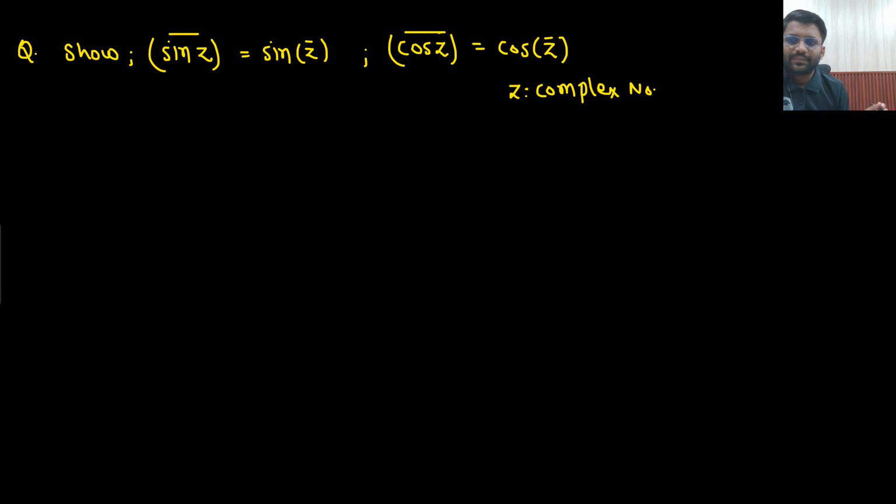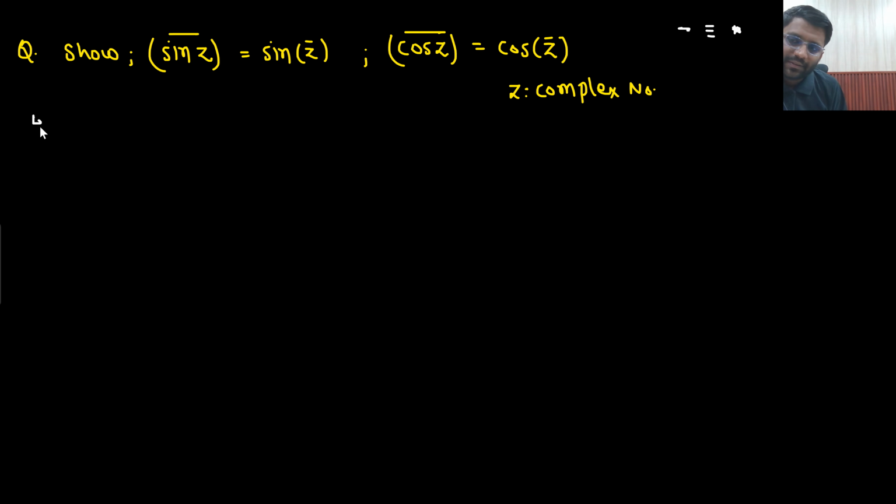Let's go to the next question. You need to show that sin z bar, what is the meaning of bar here? Bar means conjugate. So sin z conjugate is equal to sin of z conjugate. This is what they are asking.